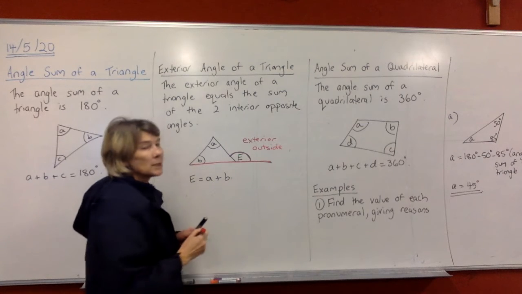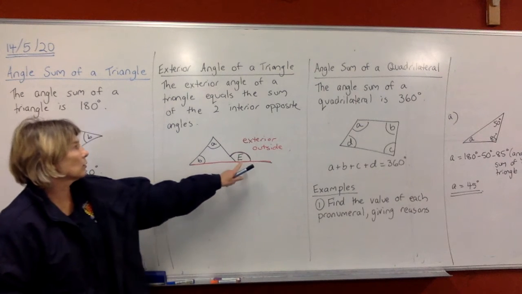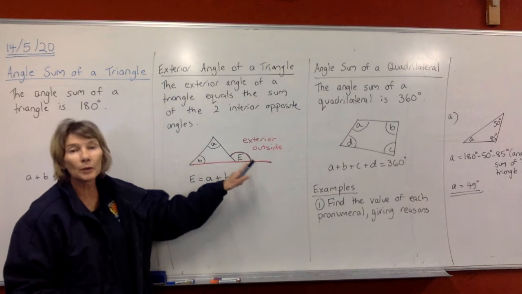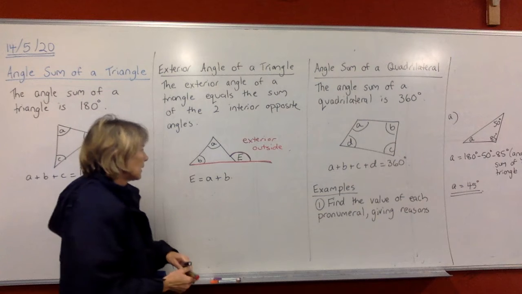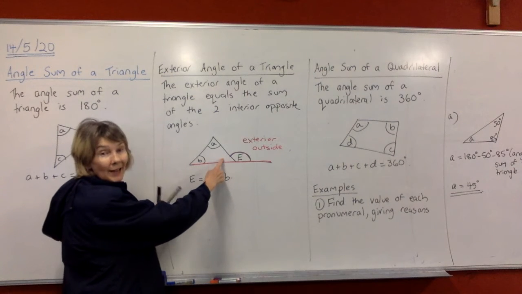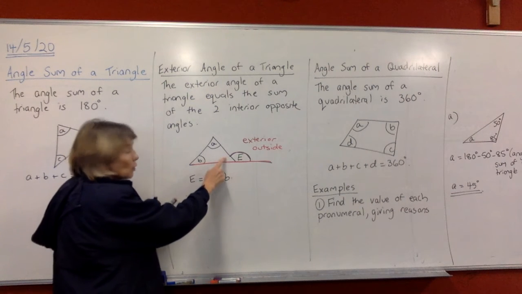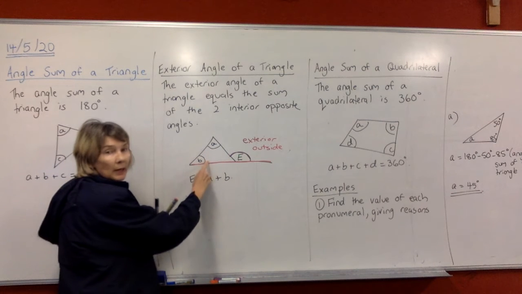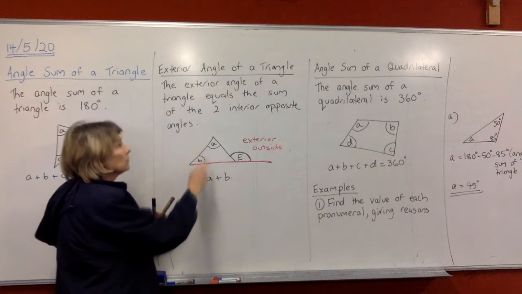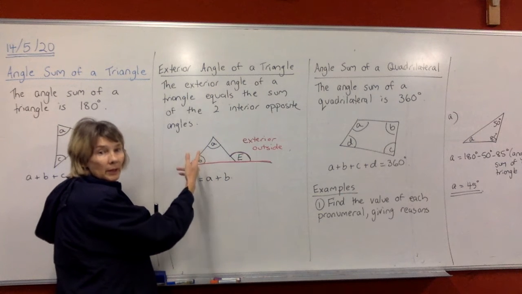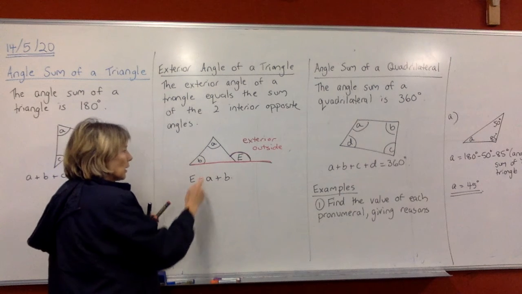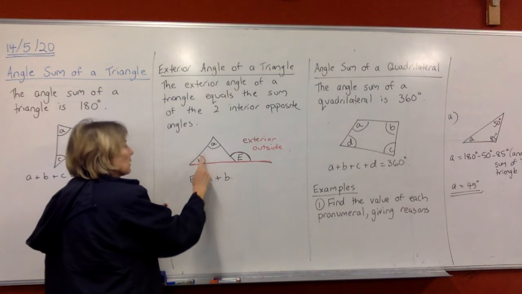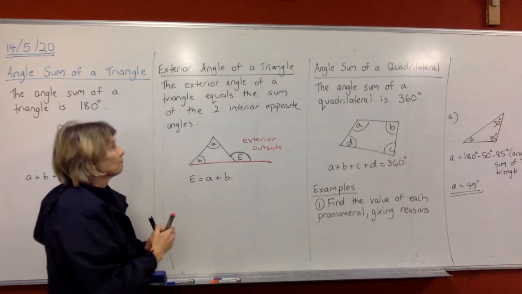So what this rule is saying is that that exterior angle of the triangle equals the sum of the 2 interior opposite angles. So this angle here is the adjacent angle, it's next to it. So we're not talking about that one, not the one next to it. It's these 2 over here that are inside the triangle, interior, and opposite. Okay, so that's what they're trying to tell you. So E, that angle there, would equal this one plus this one, A plus B.